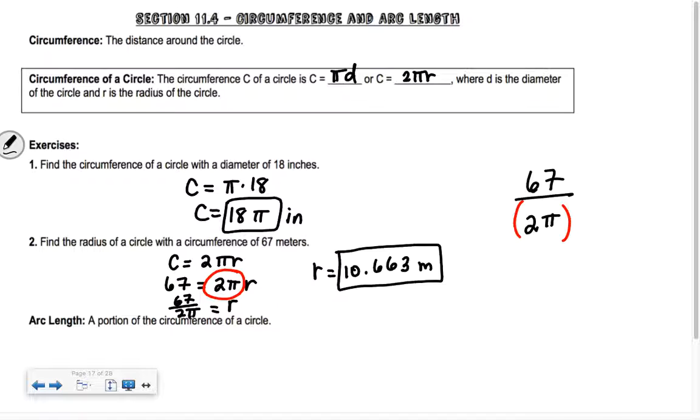Do we see that? Another thing you could do is you could divide by the 2 first, and then find that answer, and then divide by pi second. So you could do that as well.